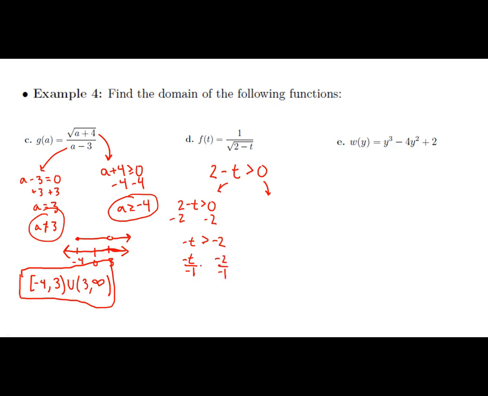But remember, when you do that, anytime you multiply or divide both sides of an inequality by a negative, you've got to flip that inequality around. So this becomes t is less than 2. And just a very quick explanation here to remind you of why that is.